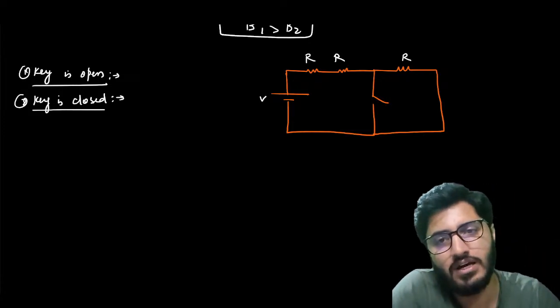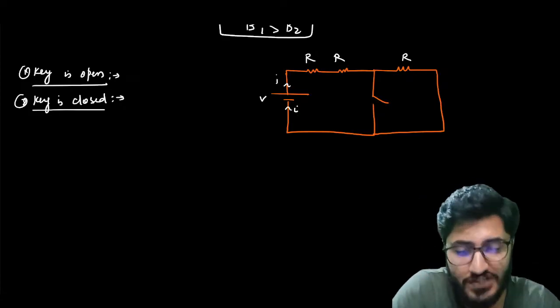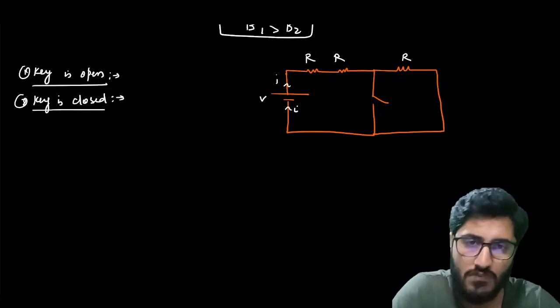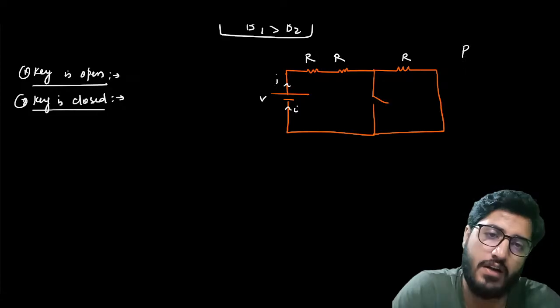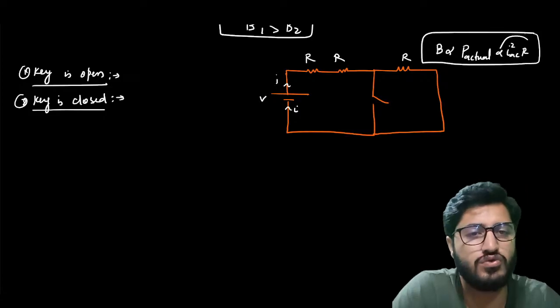Look here, I guess current I will flow, right? So the same current I will flow. If I is the same, which equation do I need to use now? Which equation here? Sir, I guess actual power equals brightness equals I square into actual R. That means I need to use this equation.